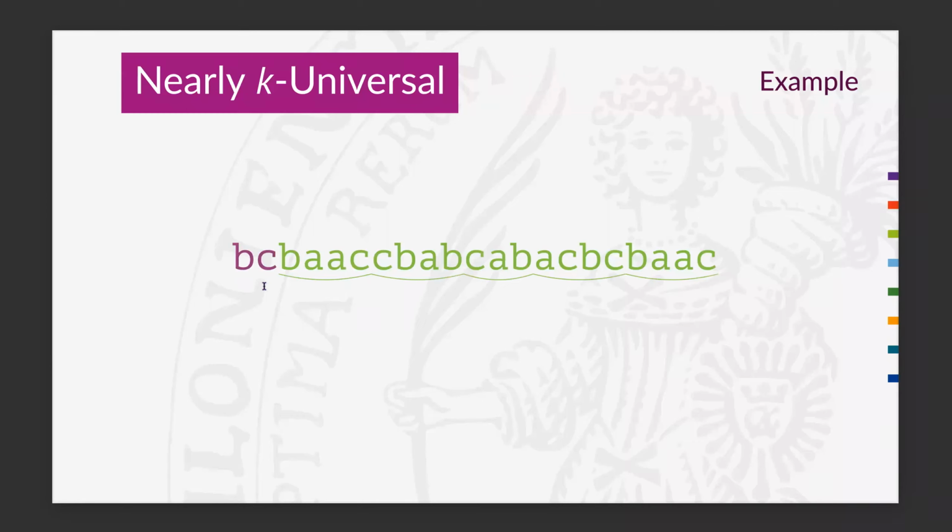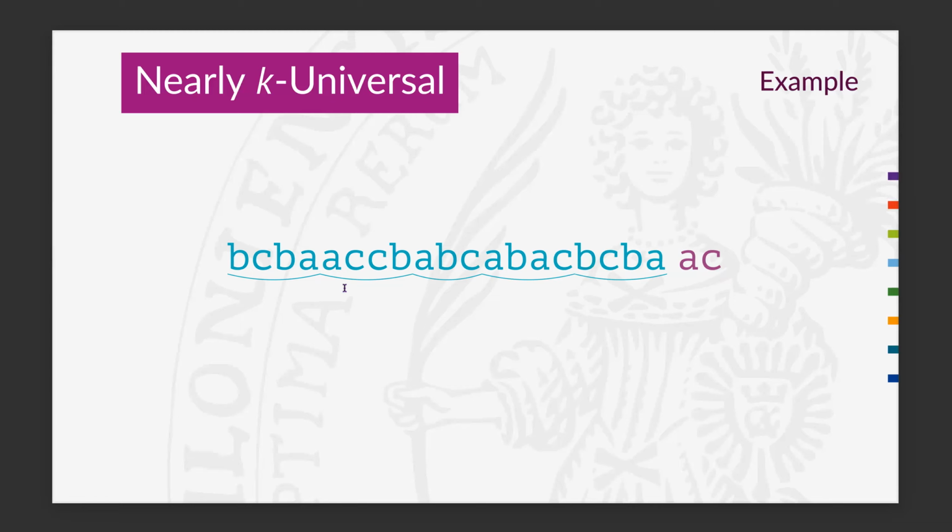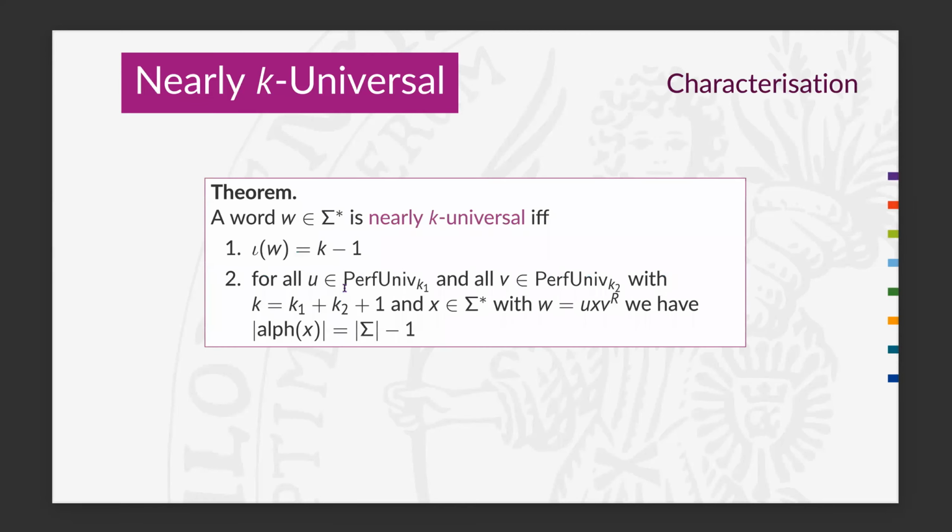Now I'm moving one arch more from the left, meaning one arch less from the right, and in the middle part, again, one letter is missing. I'm moving these arches from left to right through the word, and if in all steps exactly one letter is missing in this middle rest, then I have the characterization for nearly K universality. So the word is nearly K universal if I have K minus 1 arches, and this is a formal way of writing this part from left and right.